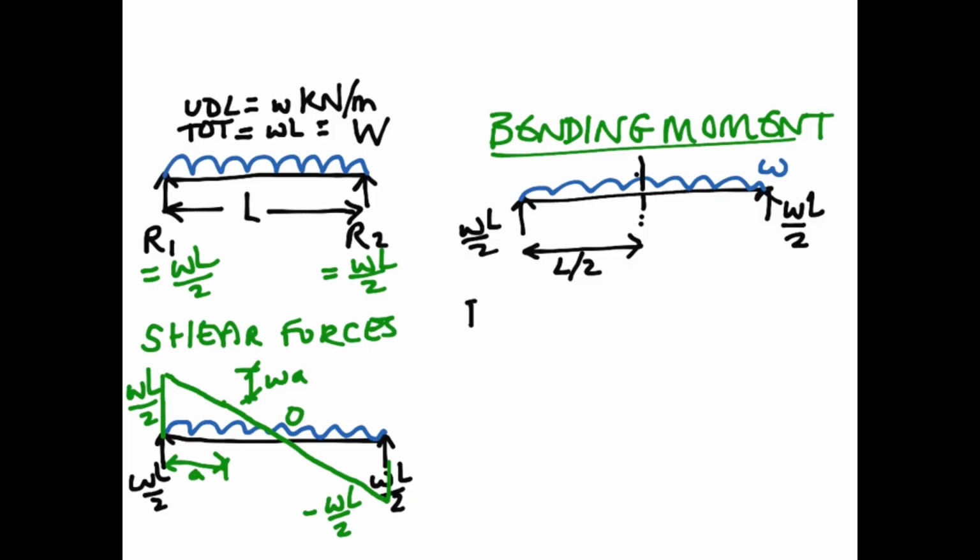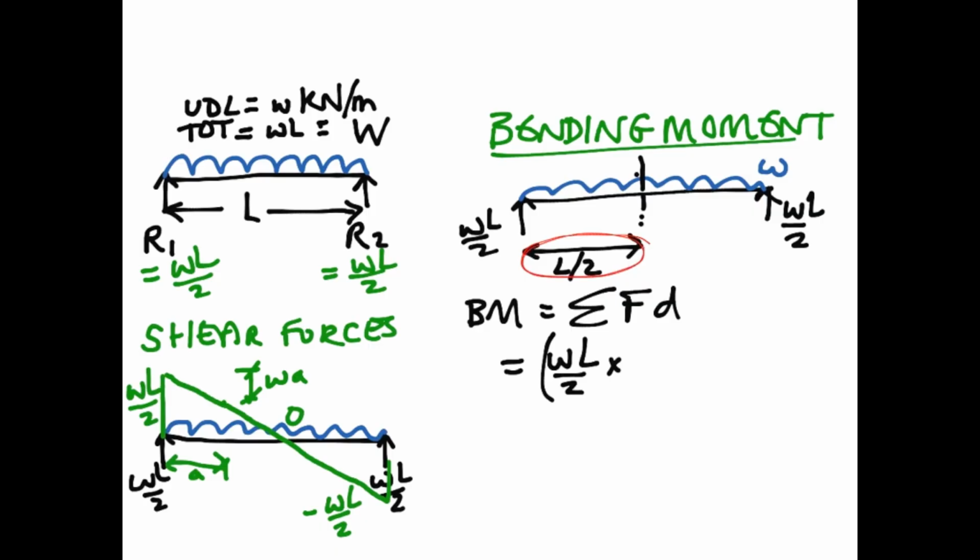So we know that the bending moment is equal to the sum of the force times distances. In this case, the force that we first look at will be the WL upon 2 reaction. So we'll put equals WL over 2 multiplied by a distance, which will be that distance. We're L upon 2 from the middle of the bridge, so we are therefore times by L upon 2.